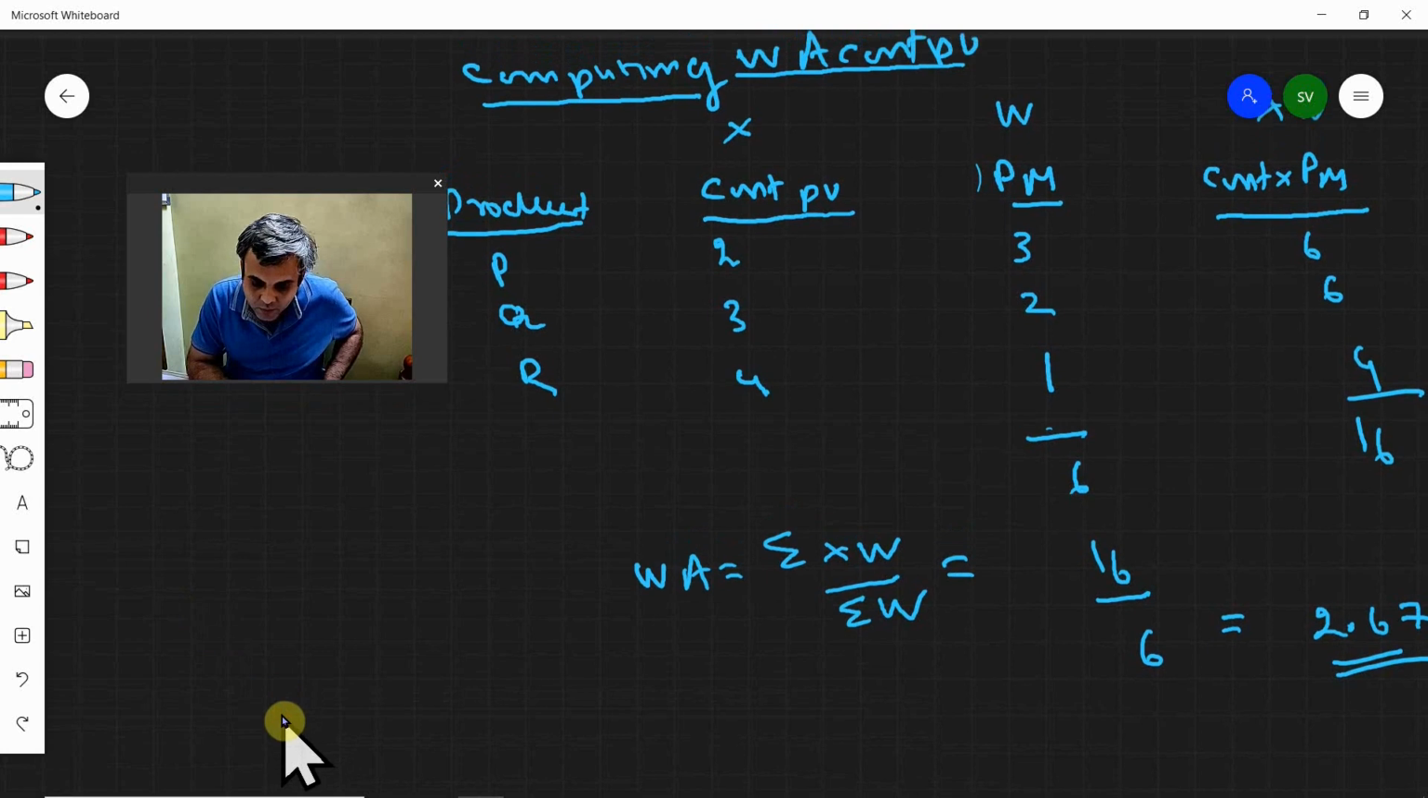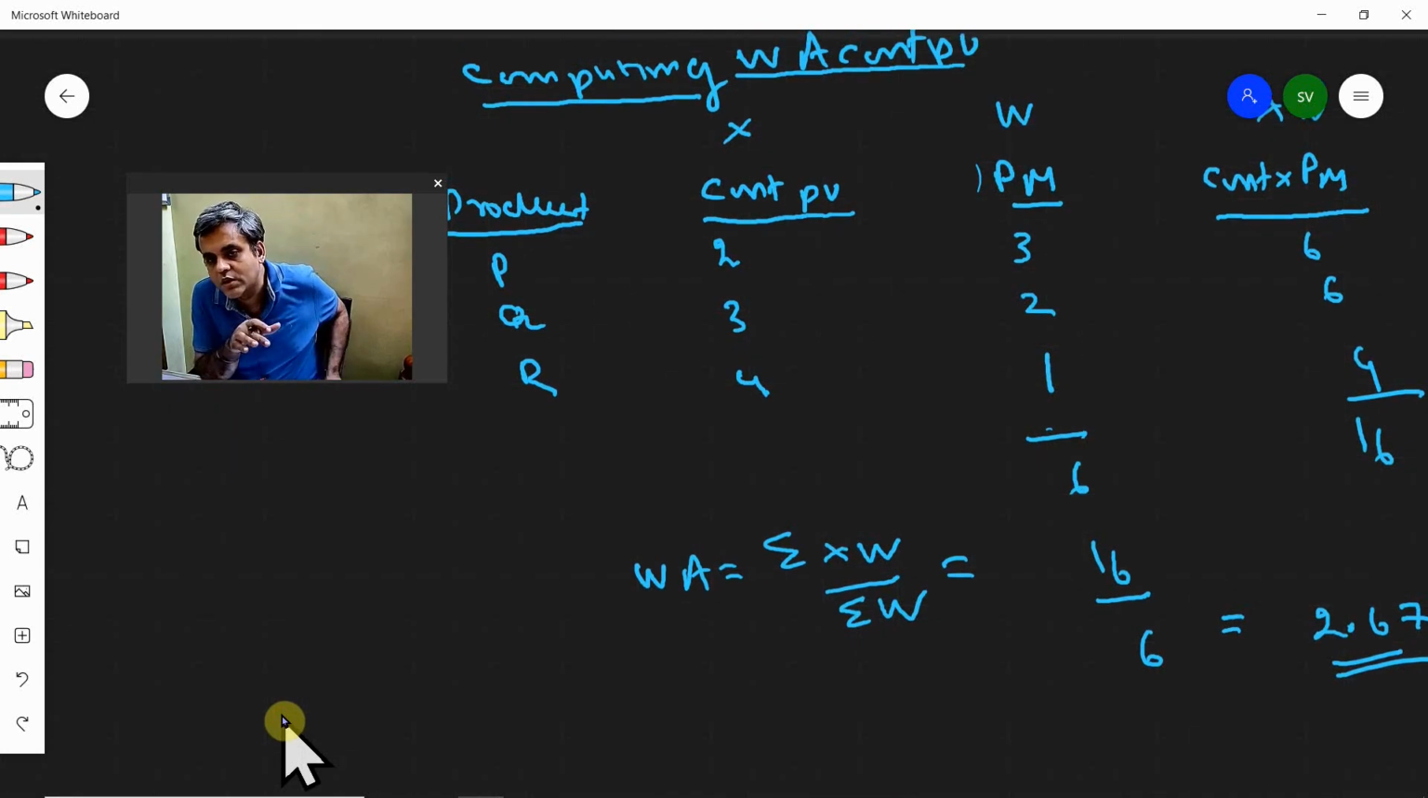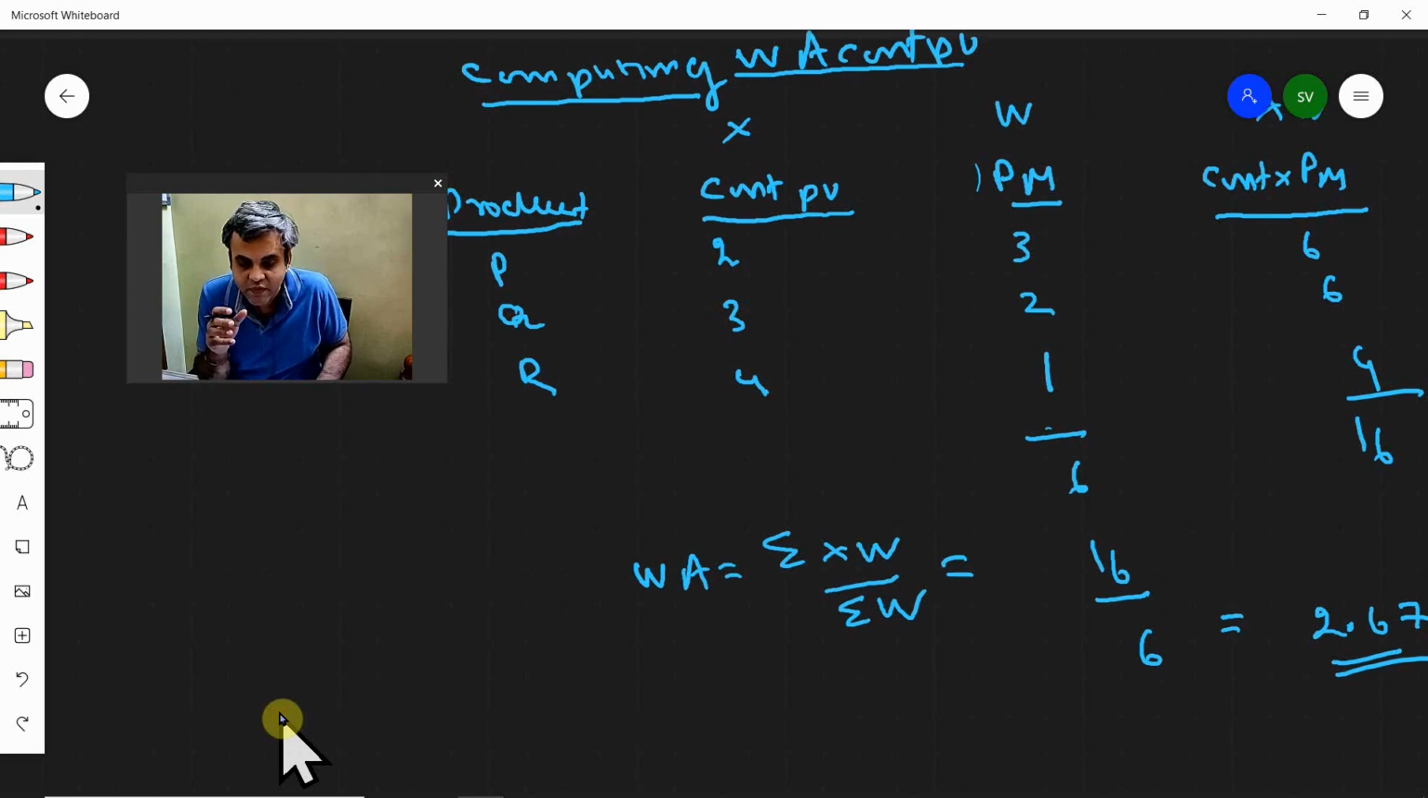This is totally meaningful and logical. I'll explain what this is in another video. Don't worry. Right? It may also be useful for some of our CPT and school friends. I will share the logic or concept behind weighted average in another video. For now, let's not deviate from our discussion. So this is how you calculate weighted average contribution per unit.